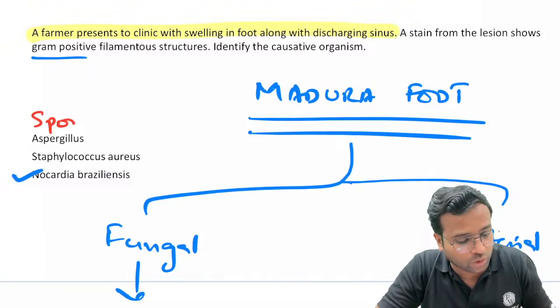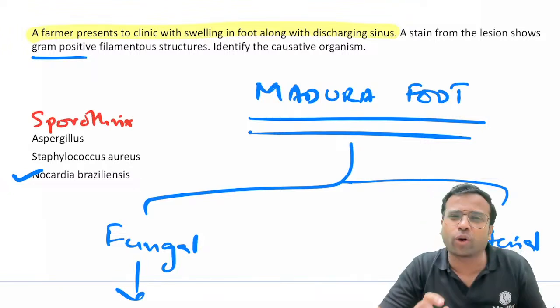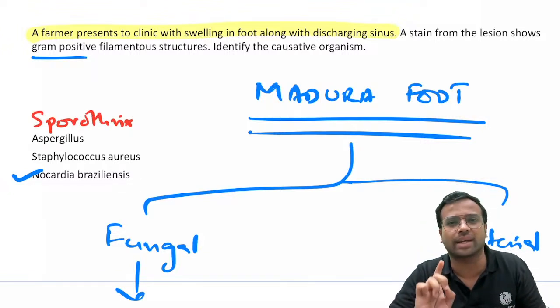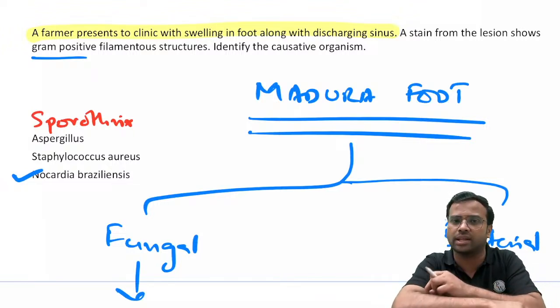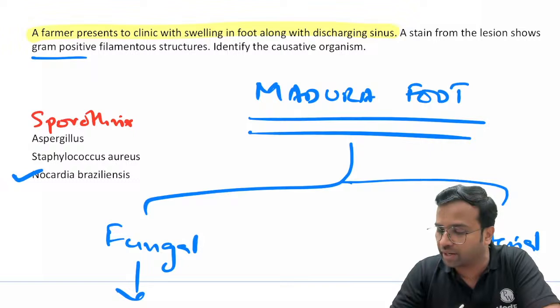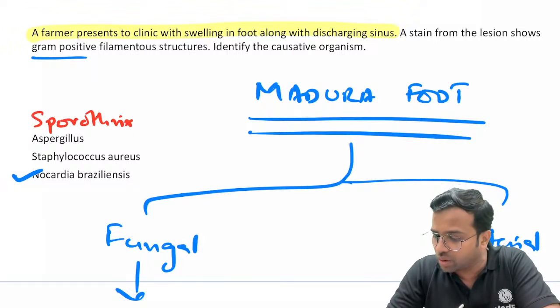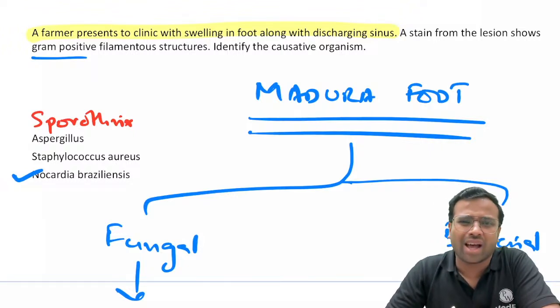One of the options was also Sporothrix. Sporothrix schenckii is also causing a deep fungal infection. But usually, multiple nodules will be seen arranged linearly in a lymphatic fashion, isn't it? So that is how the usual presentation is, and it is a fungus.